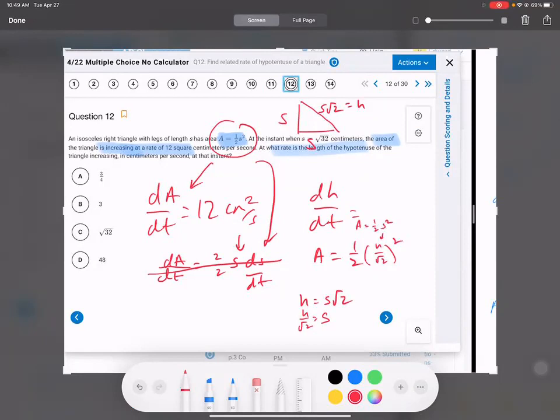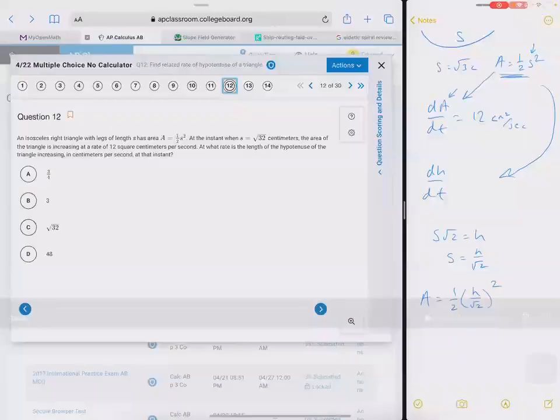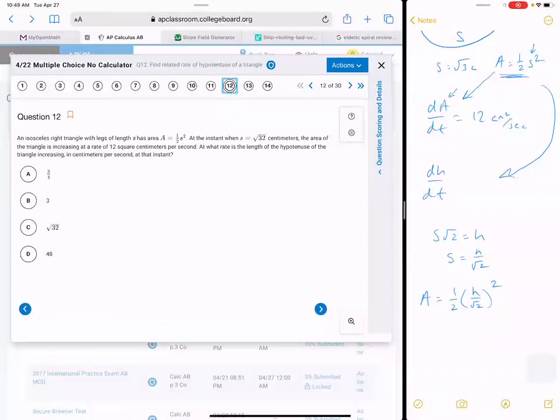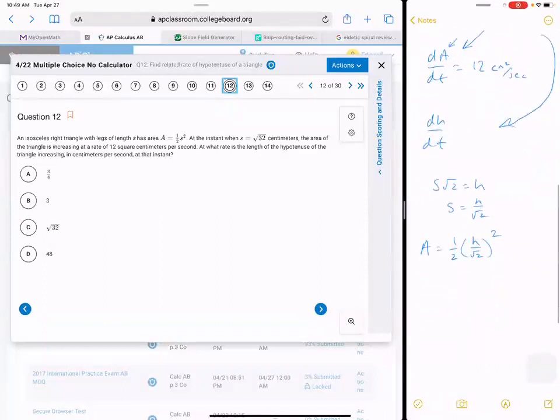Now, after I've changed the variable, let me go ahead and get rid of this now. We can simplify this. I'm going to go ahead and simplify this before I do anything else. A is equal to 1 over 2 h squared over 2, which is 1 over 4 h squared. Now we can take the derivative. dA over dt is equal to 2 over 4 h dh over dt.